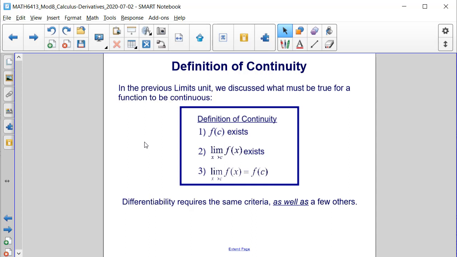The definition of continuity states that a function value at any constant c exists, the limit as x approaches c of f of x exists, and the limit as x approaches c of f of x is equal to the function value at c. And differentiability requires this same criteria as well as a few other criteria.